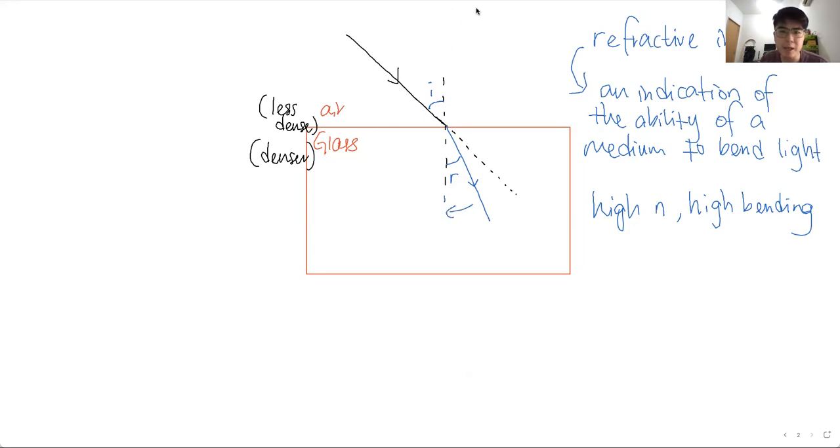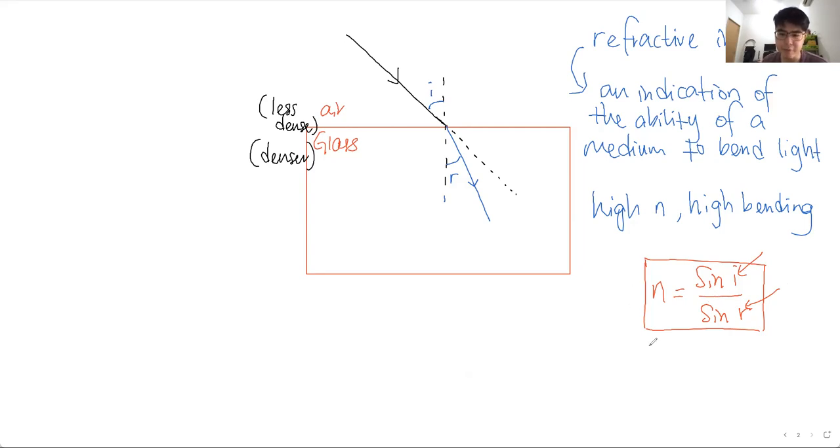Okay, so how do we calculate this refractive index? It has a formula. n equals sine i over sine r. Now this looks like a complex formula, but it actually is not that complex. It's very easy. i is the incident angle, and r is the refracted angle. All we need to do is take the sine of the incident angle divided by the sine of the refracted angle. Then we get the refractive index of glass.